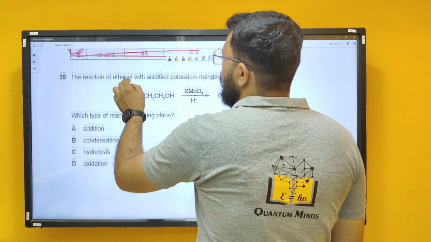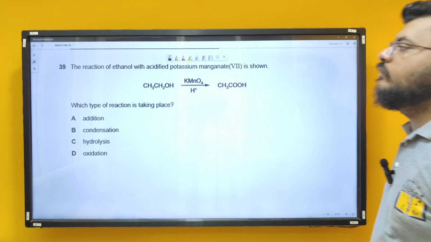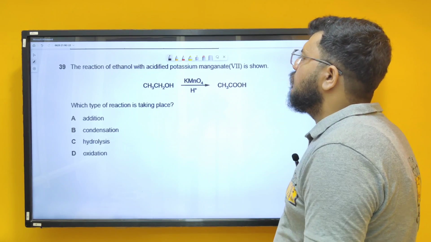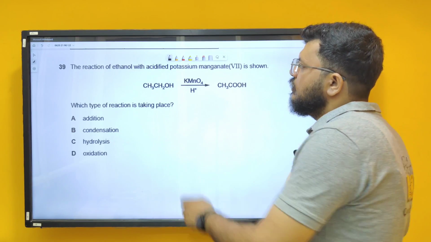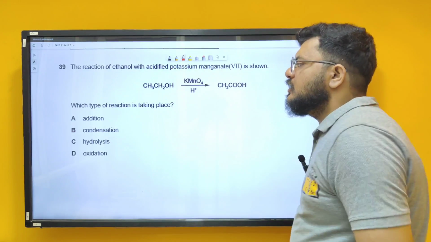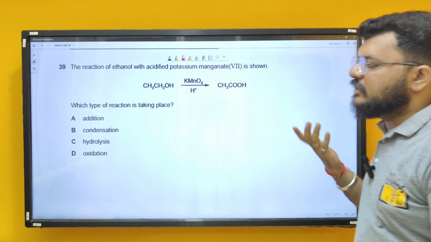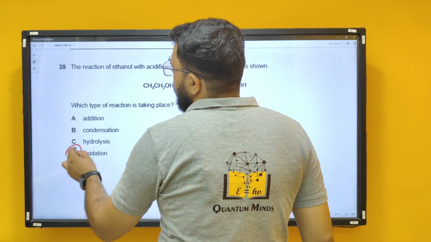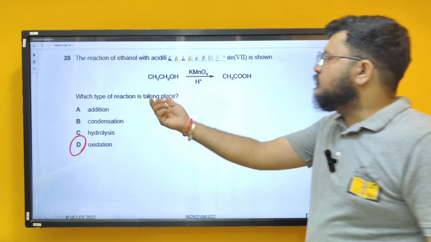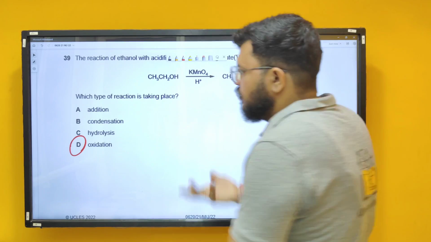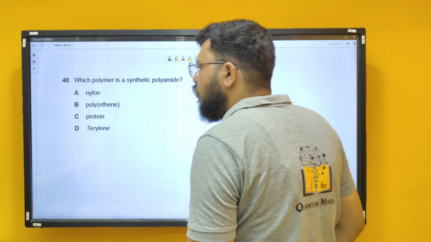Now question number 39. The reaction of ethanol with acidified potassium manganate is shown. What type of reaction is taking place? Oxidation reaction is taking place because acidified potassium manganate is an oxidizing agent, and if the reaction takes place, it is oxidation. Also, alcohol is being changed to carboxylic acid, which is also an oxidation reaction. Then we have question number 40.